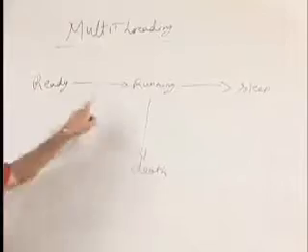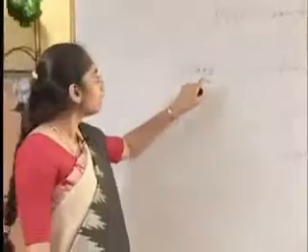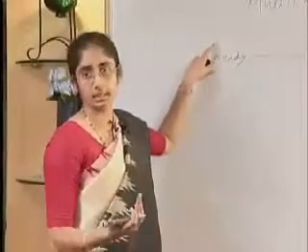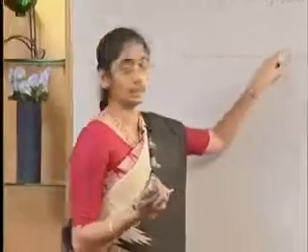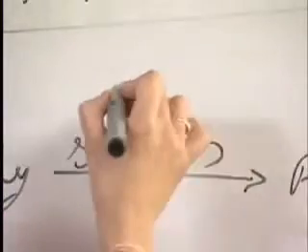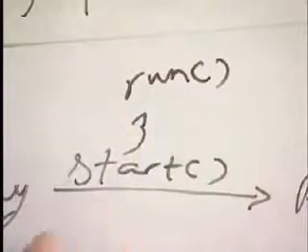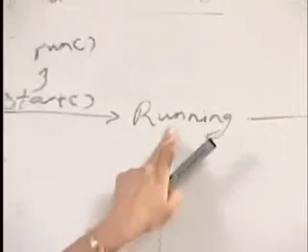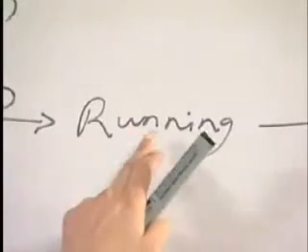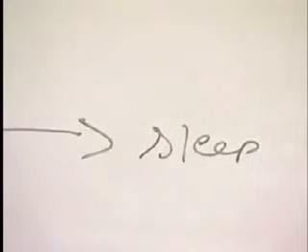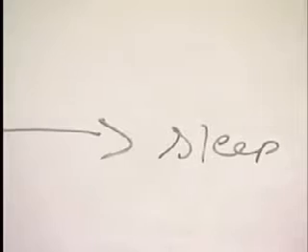First let's understand when a thread is in a ready state. When you create a thread, it's in a ready state. To move from a ready state to a running state, we invoke the start method. The start method in turn calls the run method. Then it comes into a running state. From a running state, it can go to a sleep state, or a wait state, whatever you want to call it, in 3 different ways.